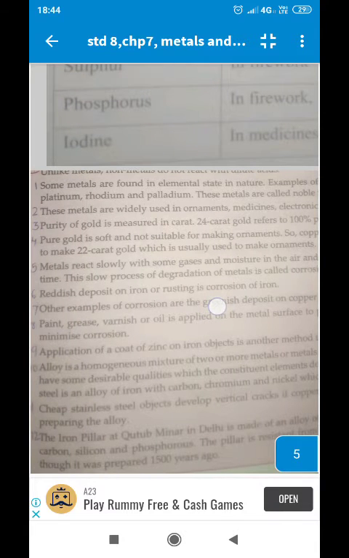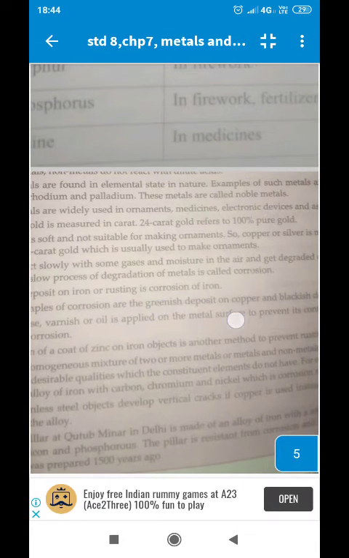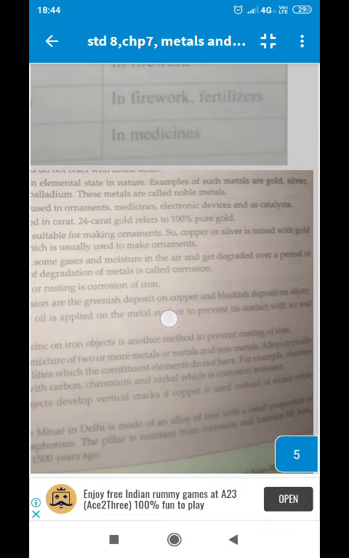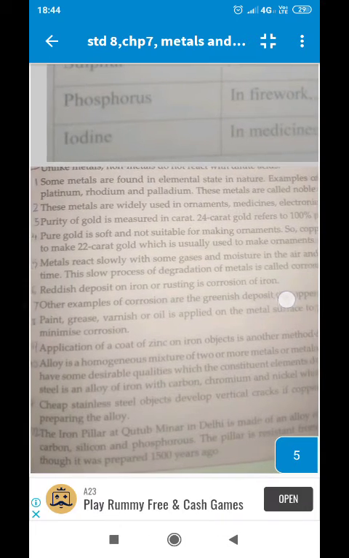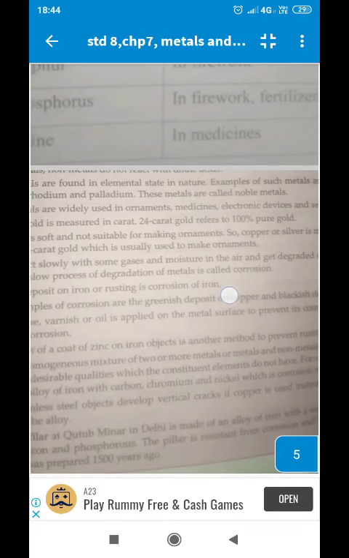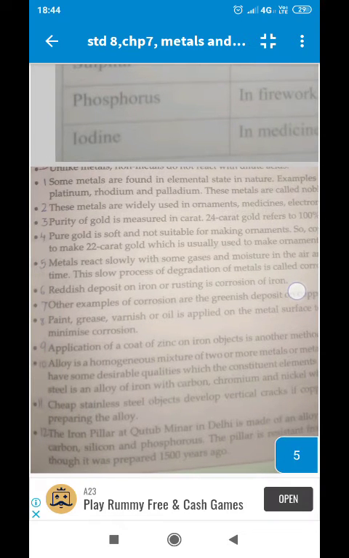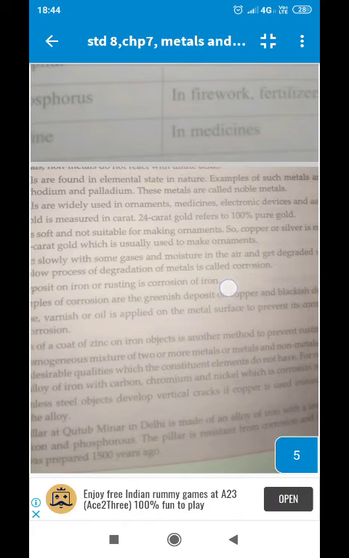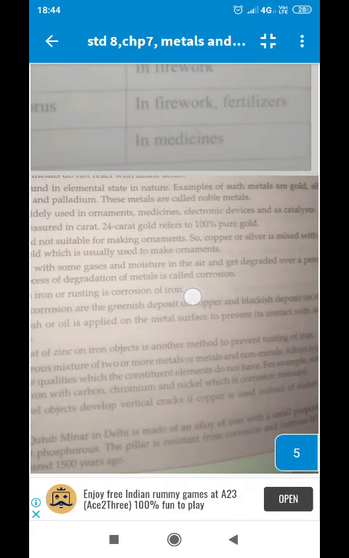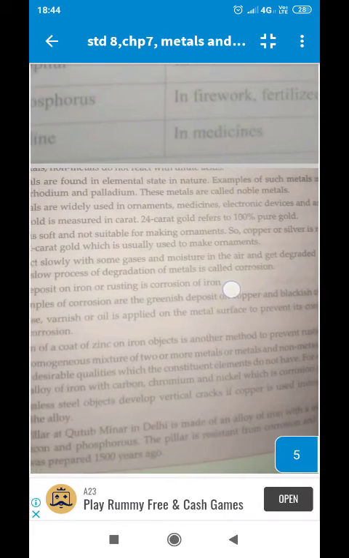Now, some metals are found in elemental state in nature. Examples of such metals are gold, silver, platinum, rhodium, palladium. These metals are called noble metals. These metals are widely used in ornaments, medicines, electronic devices, and as catalyst.